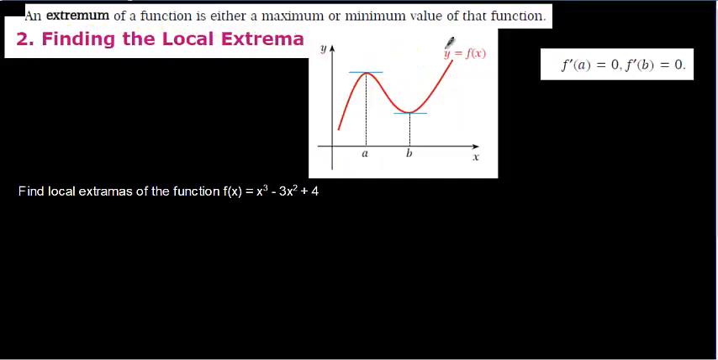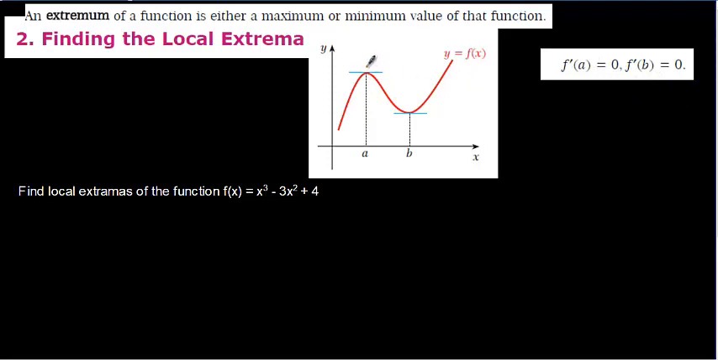An extremum of a function is either a maximum or minimum value. So generally we are naming the extremum for a maximum or minimum value. And at the maximum and minimum value of the function, the derivative must be equal to 0, because as you see, the tangent line is parallel to the x-axis, and when the tangent line is parallel to the x-axis, the slope of the tangent line is equal to 0. If the slope of the tangent line is equal to 0, it means that the derivative is also 0. So f'(a) and f'(b) are equal to 0.